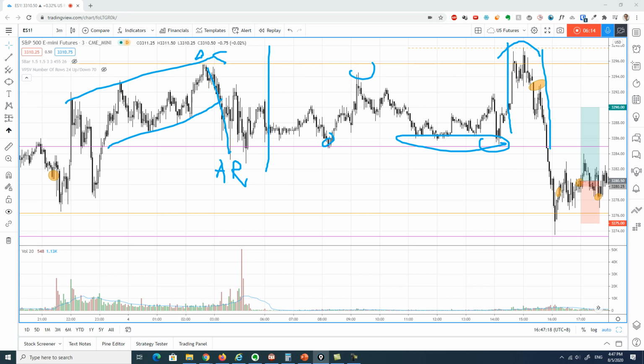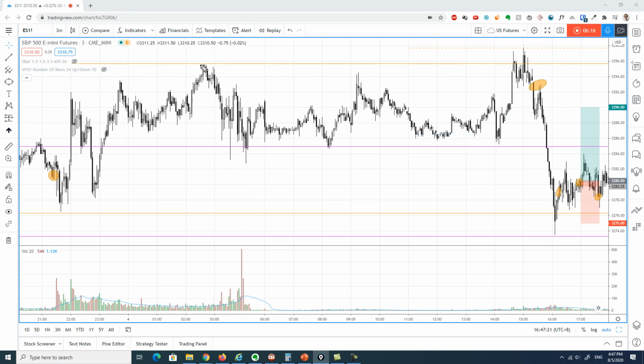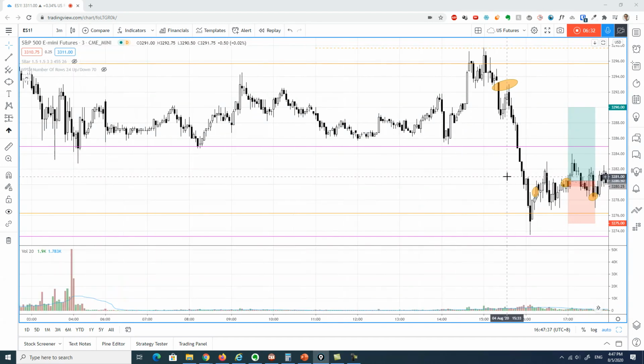So we can see that this is the prior resistance level, and we have an attempt to break out one time, and then the second time we actually see some serious failure here. Let me zoom in to show what I actually mean by obvious failure.